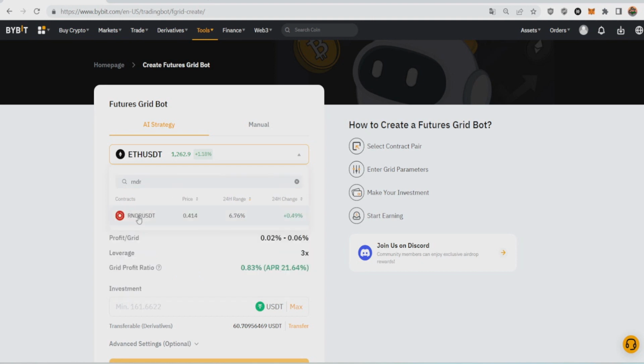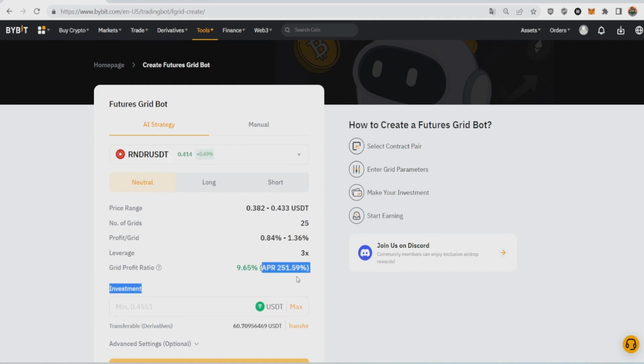So the coin I'm talking about, guys, is Render Token. As you can see, Render Token RNDR is way better than Bitcoin. It has a minimum of $0.45 to start with, even though you won't make any money with that. But look at the APR, 250%, guys. It's way better than Ethereum, way better than Bitcoin.